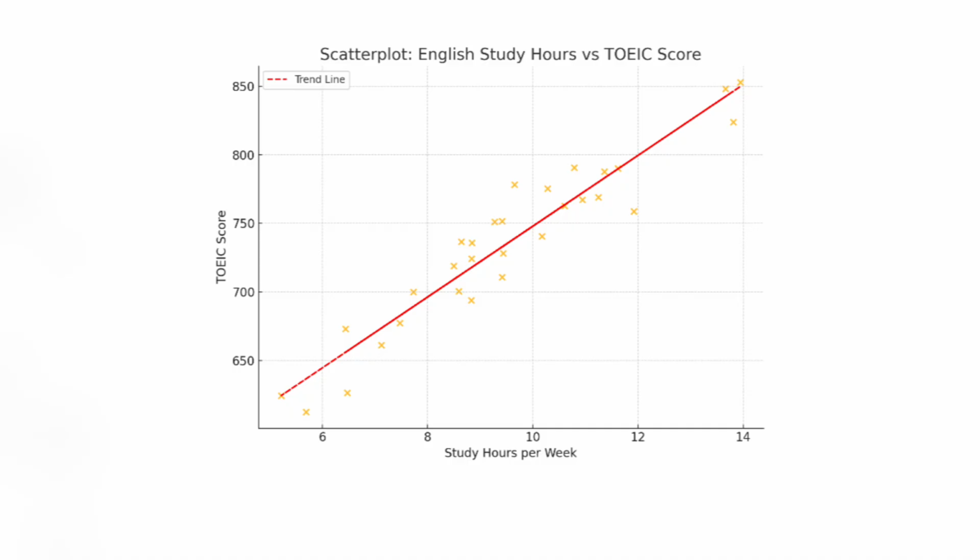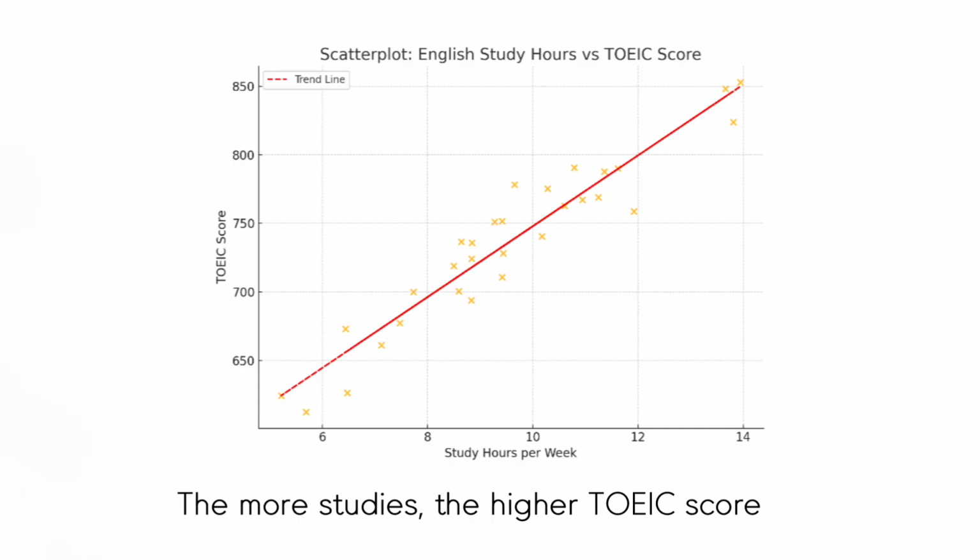Let's bring it to life with an example. Imagine we look at how many hours students study English and compare that to their TOEIC scores. We might find a positive correlation, say r equals 0.65. That means, in general, the more someone studies, the higher their TOEIC score tends to be.